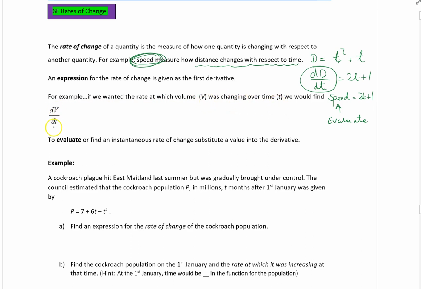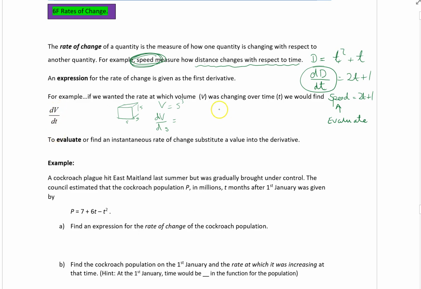One small complication there is that volume is rarely given in terms of time. Volume is often given, if I thought about the volume of a cube, with respect to the sides, because the volume is side cubed. We could find dV/ds, no trouble, the rate of change of the volume with respect to the side. But it becomes a little more complicated to find the rate of change of the volume with respect to time.